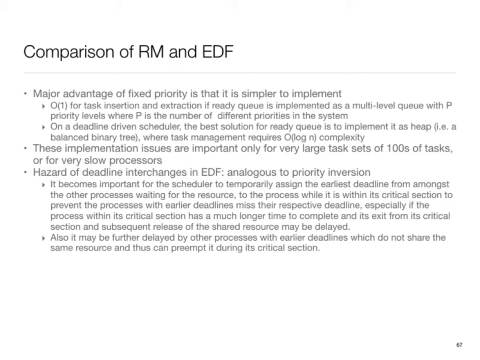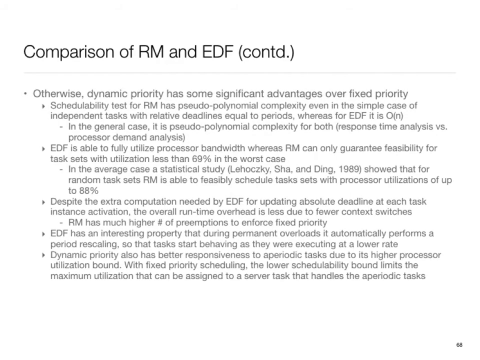So fixed priority is simpler to implement because you don't need those priority queues and stuff like that. But if you only have a small number of tasks, it's not a big deal. It's only when you're looking at systems with hundreds or thousands of tasks that complexity comes into play. EDF has the same issue as priority inversion, and otherwise EDF actually has some pretty nice advantages.